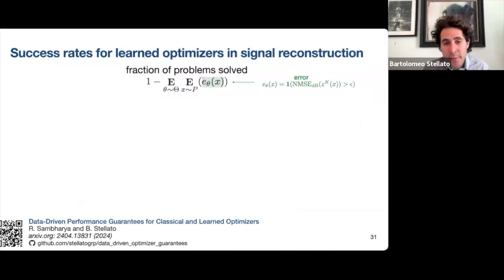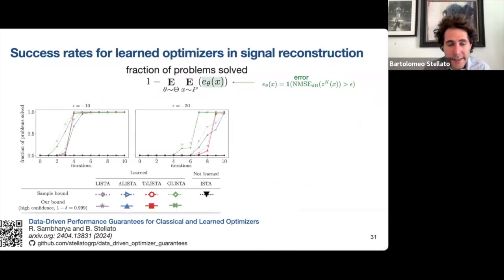This is the fraction of problems solved that I want to apply, which is literally 1 minus the expected risk. And this is the behavior that we obtain for these methods. First of all, we have 10 iterations only, because we can actually show that we can solve all the problems with just 10 iterations, which is remarkable for a first order method. Then on the y-axis we have the fraction of problems solved. Here I have different variants of this scheme: G-LISTA, T-LISTA, A-LISTA, and LISTA. These are all learned variants. It's not super important to understand the differences.